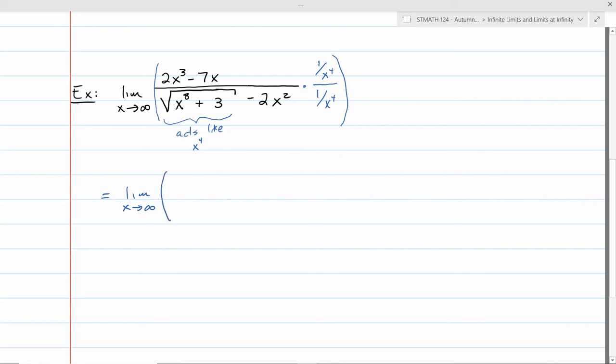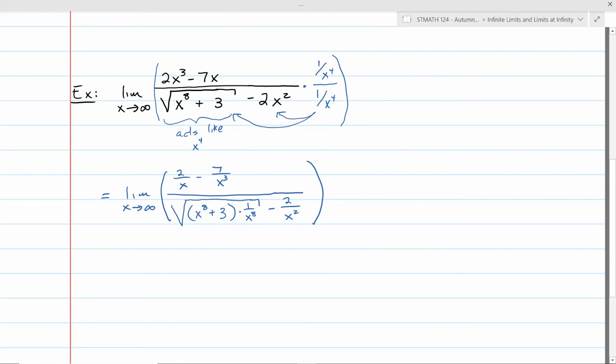Well, in the numerator, you distribute the 1 over x to the fourth and you get 2 over x minus 7 over x cubed. And then in the denominator, if you're going to pull the 1 over x fourth inside that radical, it's going to become a 1 over x to the eighth. So you'd have something like x to the eighth plus 3, and then inside the radical times 1 over x to the eighth. Then minus, you'll have 2 over x squared when you distribute the 1 over x to the fourth term to the 2x squared term there.